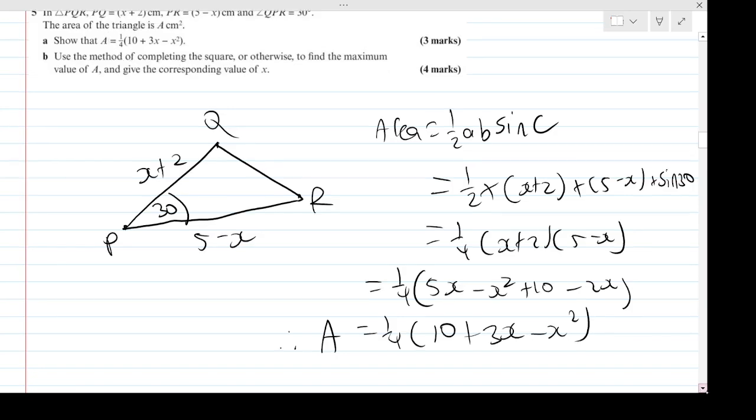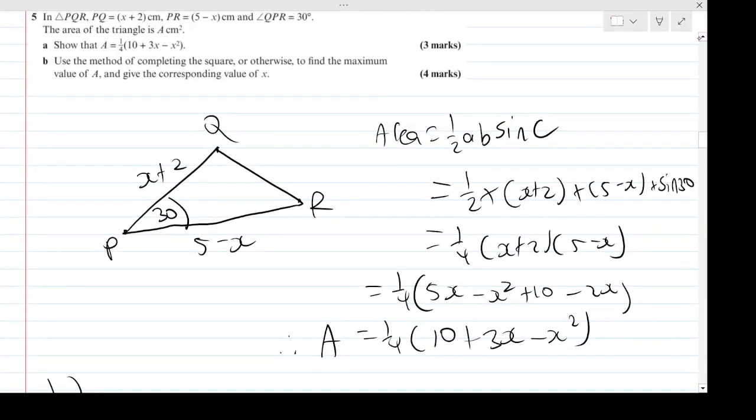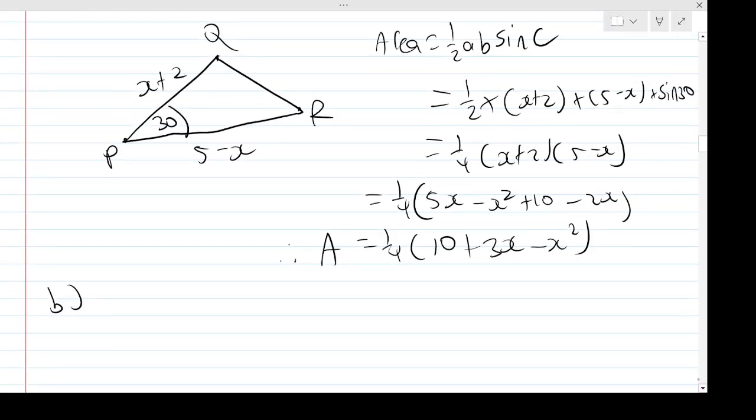Then part B says, use the method of completing the square or otherwise to find the maximum value of A and give the corresponding value of x. Right, so you want to find the maximum value of this expression, effectively. Well, it gives you the hint, strong hint, it's completing the square. Because we've got a quadratic, right? We know how to find the maximum of a quadratic by completing the square. It's like the turning point, right? That sort of where the graph dips at the lowest or the highest point.